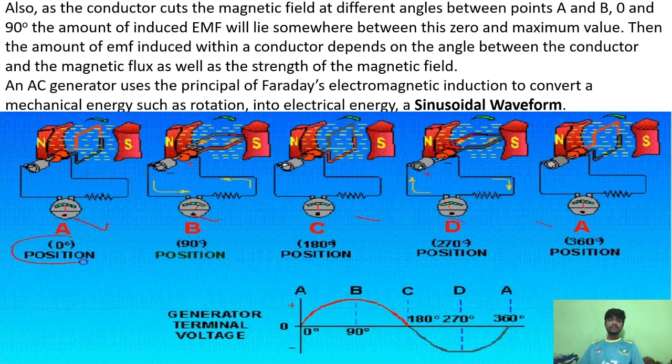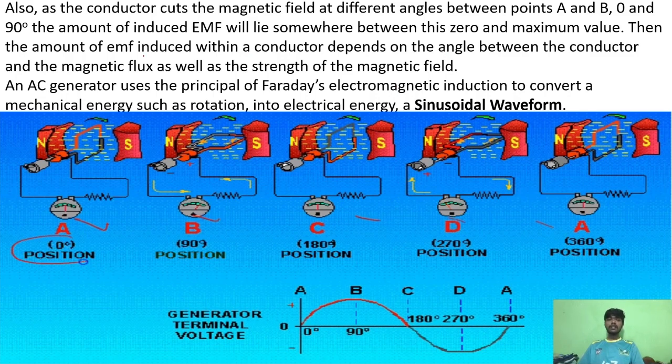Also, the conductor cuts the magnetic field at different angles between point A and B, 0 and 90. The amount of induced EMF will lie somewhere between 0 and the maximum value. Then the amount of EMF induced within a conductor depends on the angle between the conductor and the magnetic flux, as well as the strength of the magnetic field.